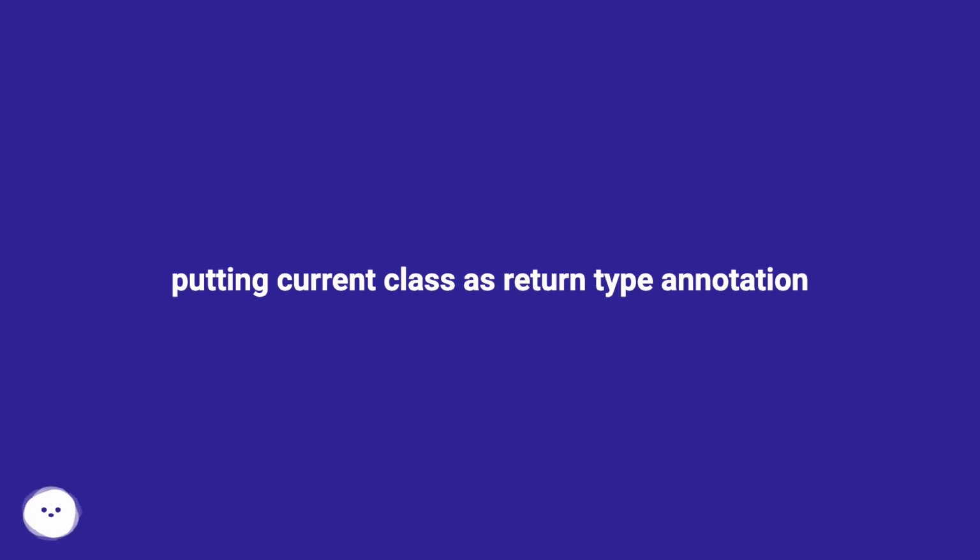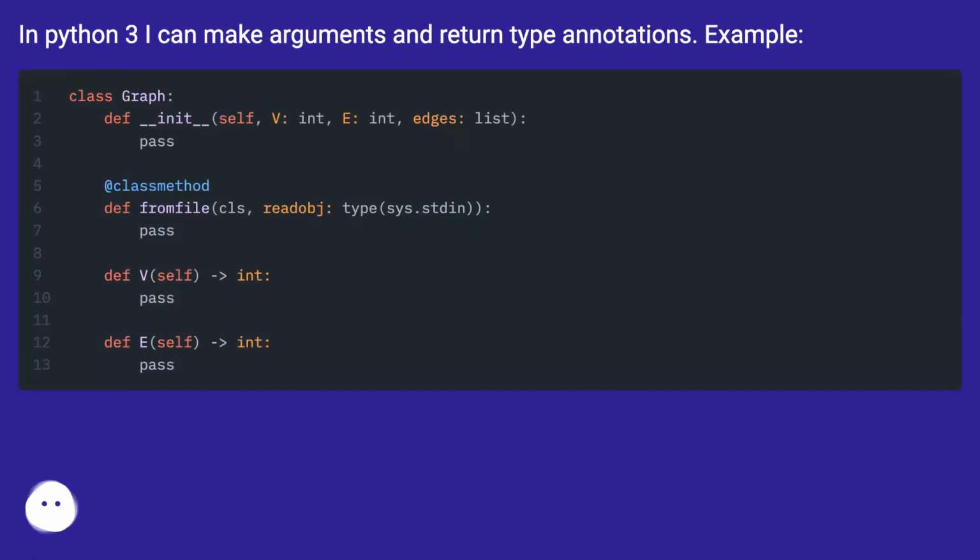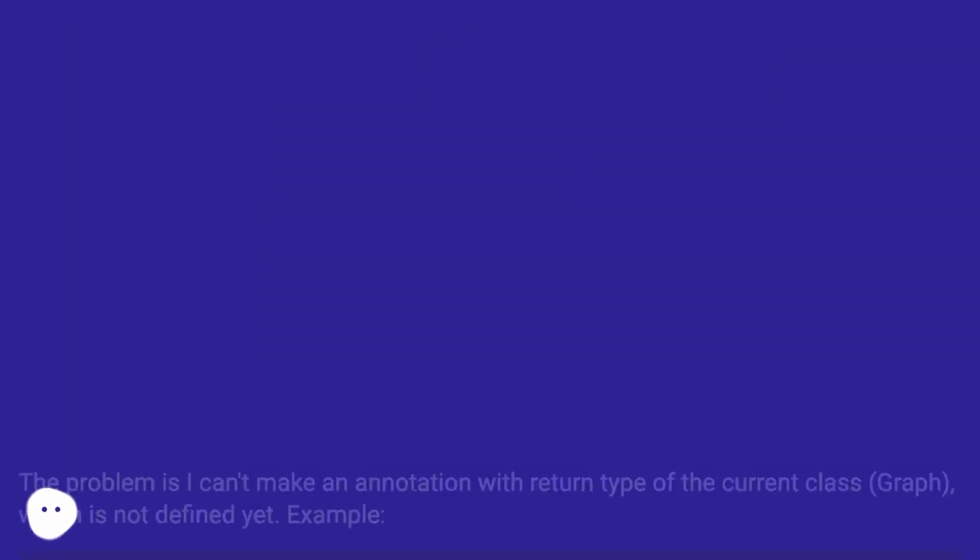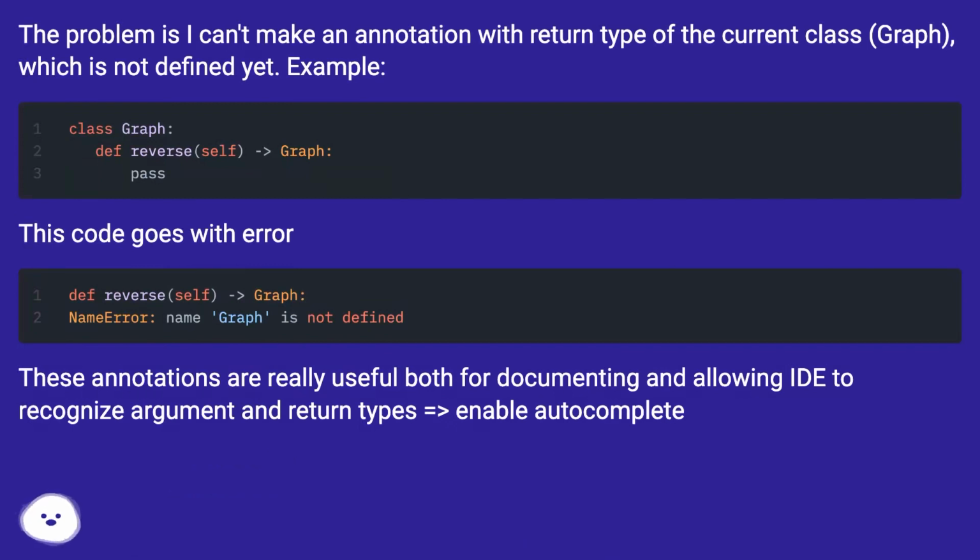Putting current class as return type annotation. In Python 3 I can make arguments and return type annotations. Example. The problem is I can't make an annotation with return type of the current class, Graph, which is not defined yet. Example. This code goes with error.